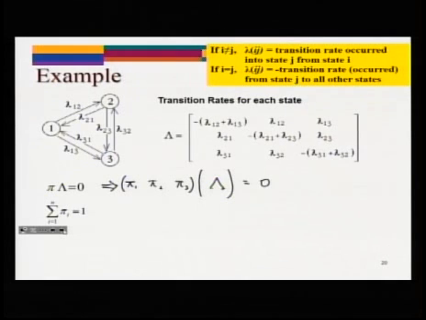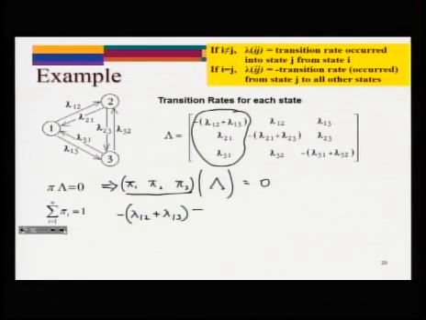So the first equation would be pi times the first column of lambda matrix, right? That's going to be negative lambda 1,2 minus lambda 1,3, times pi 1, plus lambda 2,1 pi 2, plus lambda 3,1 pi 3, equals 0.